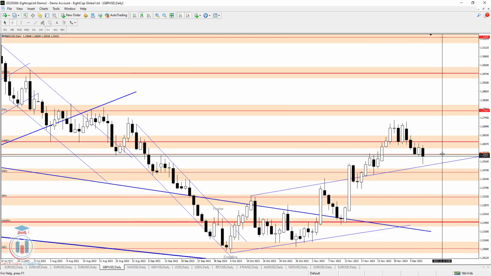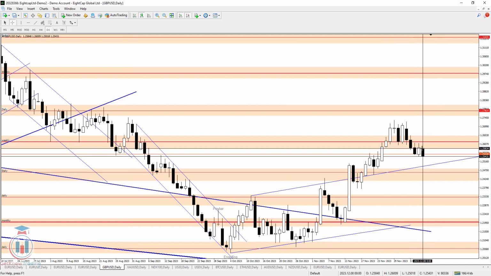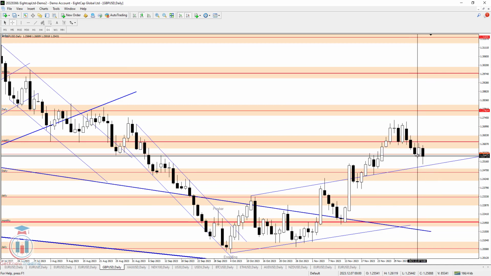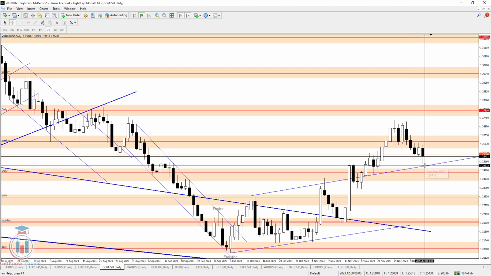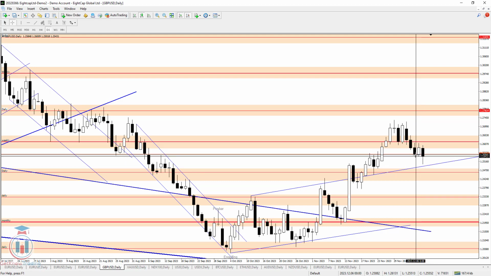Let's go a little bit closer. Then we can see that on Wednesday the price dropped down, Thursday went up, and then on Friday it continued to fall down again. So we can see that the Friday candle has closed below these two candles, open and close.